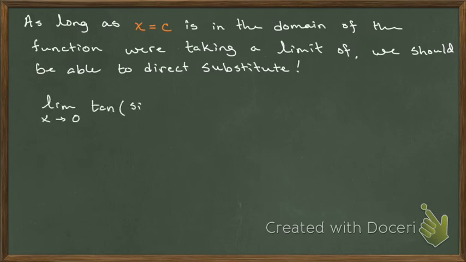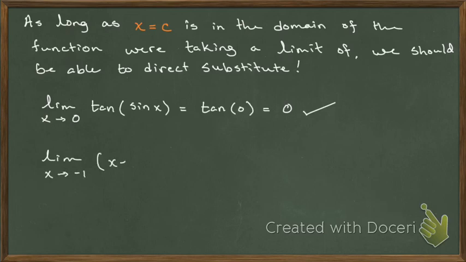Let's take the limit as x goes to 0 of tangent of sine of x. Again, I've got a function inside of a function. As long as I can direct substitute x to be 0 in for sine, and then the result of that I can substitute into tangent, I'm okay. Sine of 0 is 0, and tangent of 0 is then 0. So for tangent, I'm plugging in 0, and that's inside the domain of tangent. So I don't have anything to worry about.